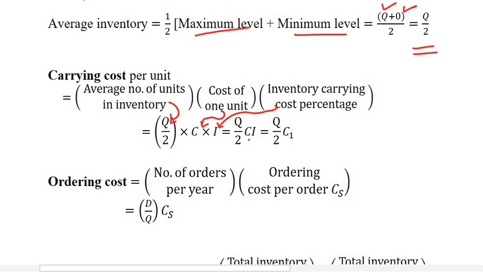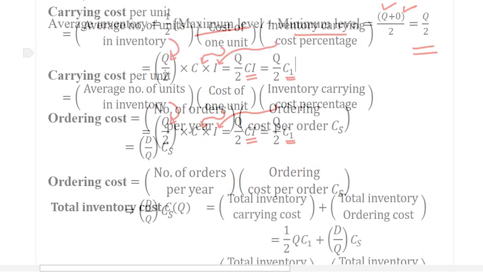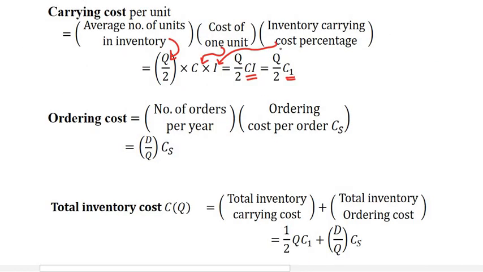Actually, I already explained that CI can be written in the form of C1. C1 denotes the cost of carrying inventory per unit time. So finally, we calculated that our carrying cost is Q by 2 into C1.